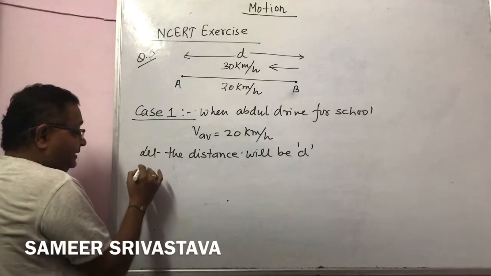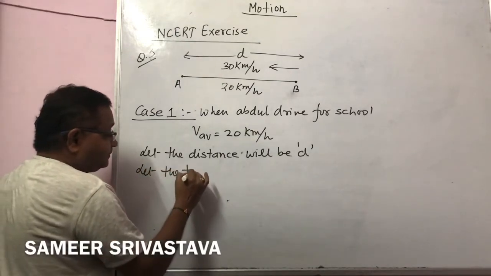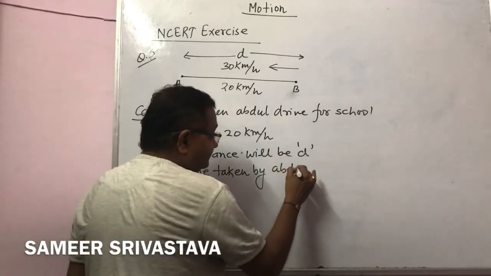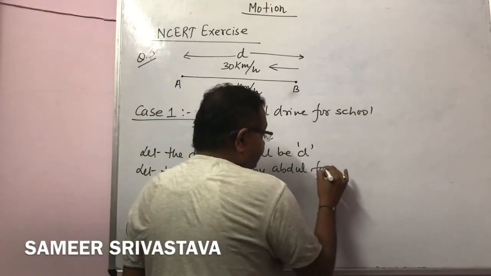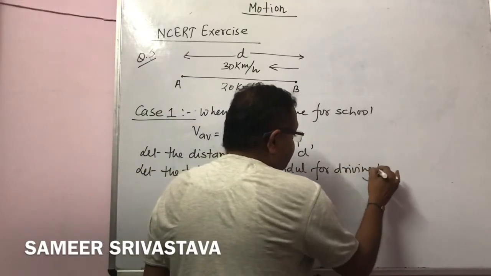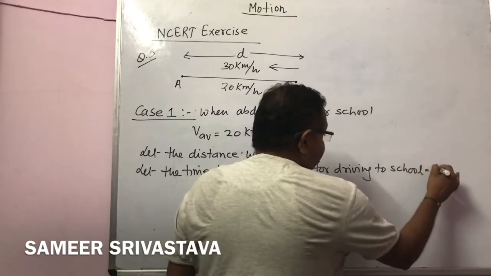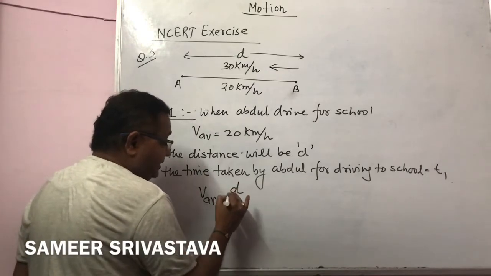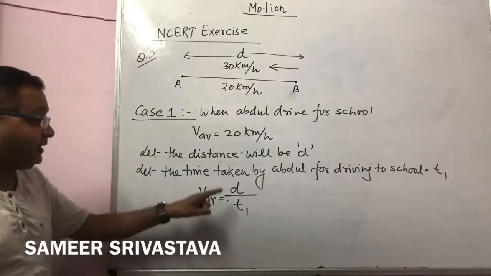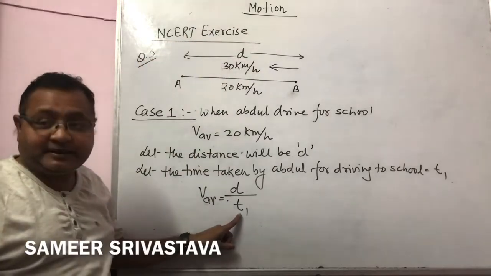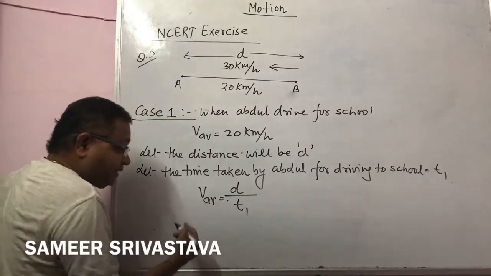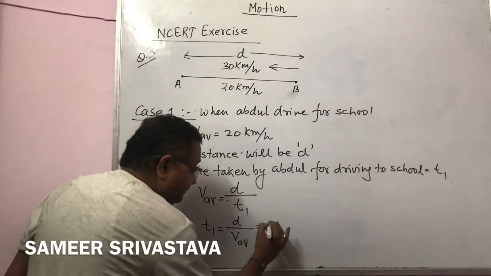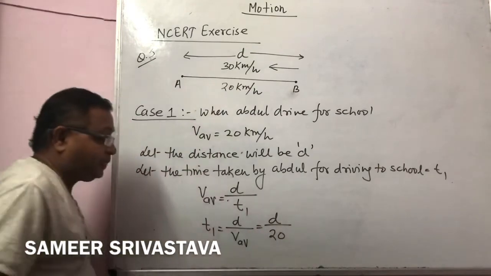Now, let the time taken by Abdul for driving to school be T1. So we use the formula of average speed, that is total distance upon total time. Total distance is covered as D and total time is taken as T1. So by this equation we write the value of T1 as D upon V average, or we can write D upon 20. Okay.